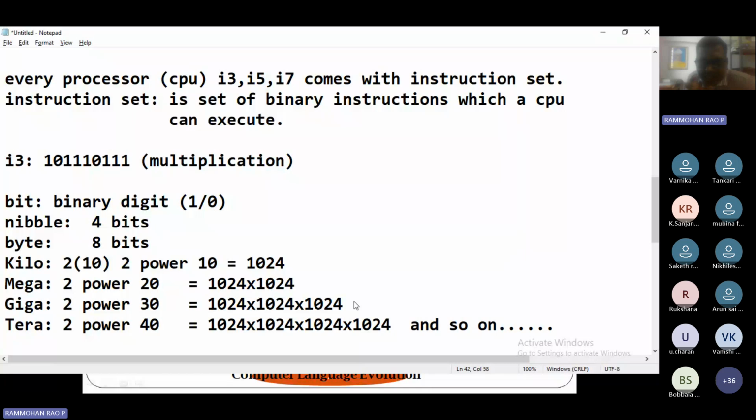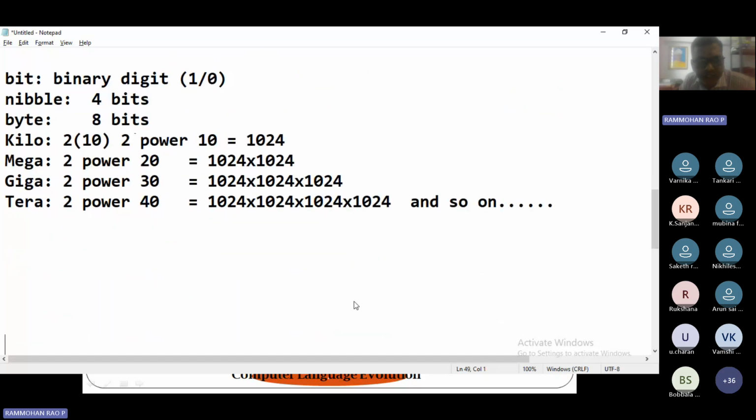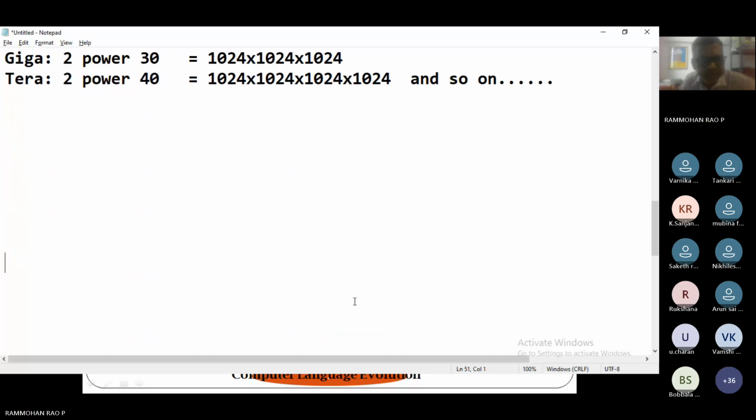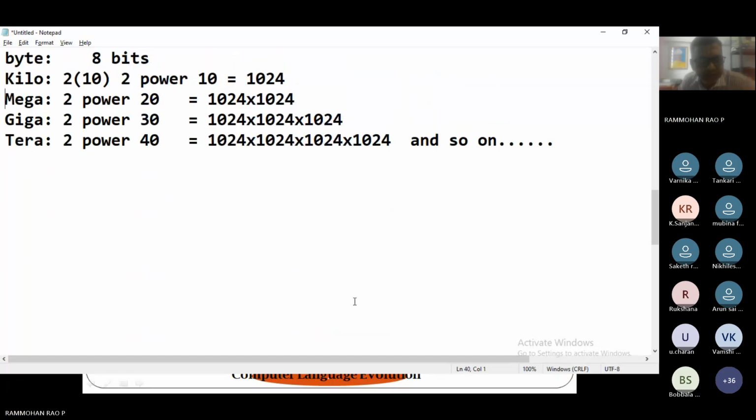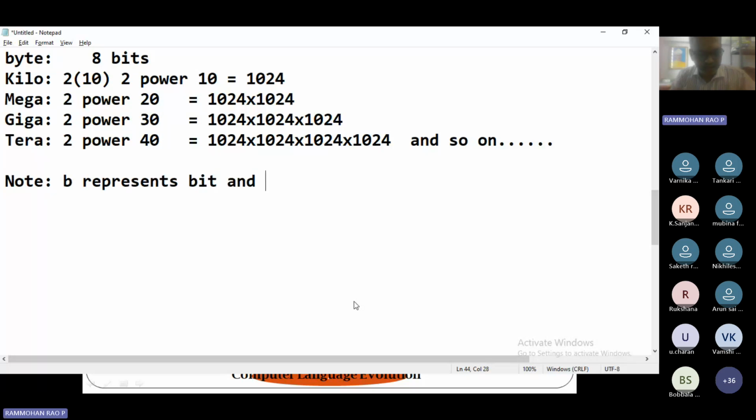Now let us try to understand how to measure the data. When we talk about size, we talk in terms of gigabits, gigabytes. Let me take one example. An important note for you: small b represents bits, and capital B represents byte. I hope you know the relationship between bit and byte. Byte means 8 bits.